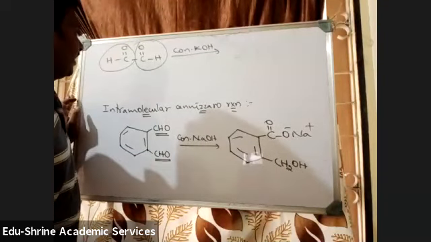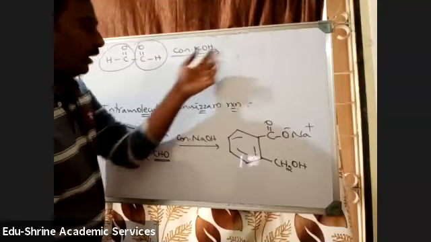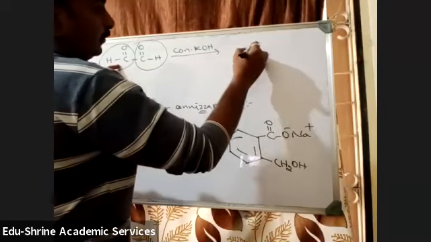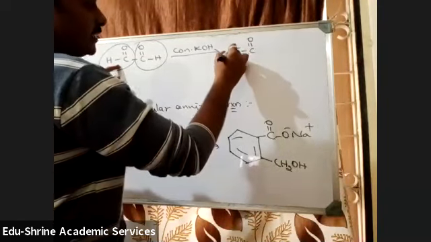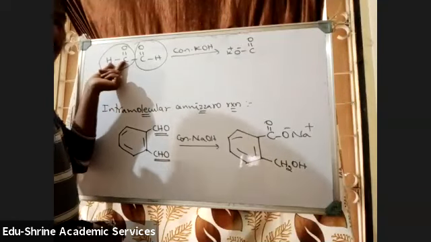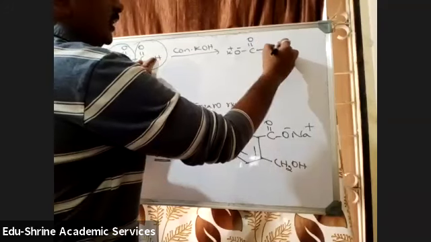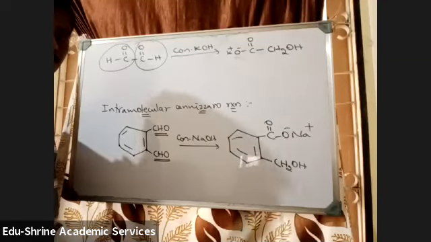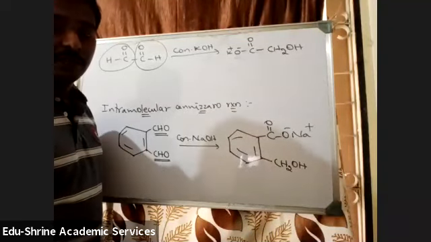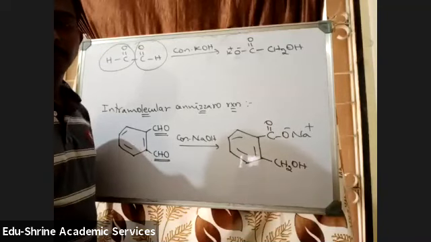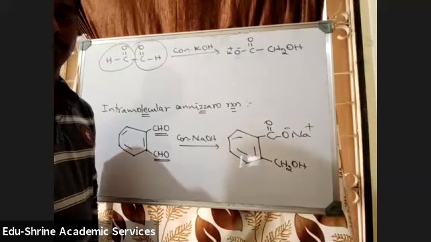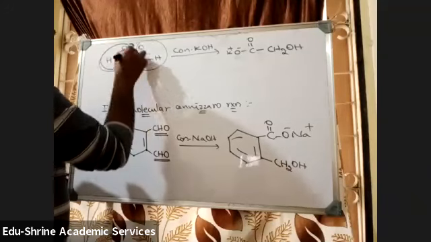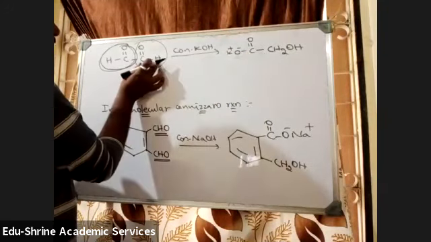Okay, now what must happen? One aldehyde group must get reduced to alcohol, and another aldehyde group must get oxidized to the salt of a carboxylic acid. So let us take this one: C double bond O minus K plus. This side is oxidized to the salt, and this will be reduced to alcohol, CH2OH. Any doubt in this? So one must be oxidized to acid, and this part must be reduced to alcohol.